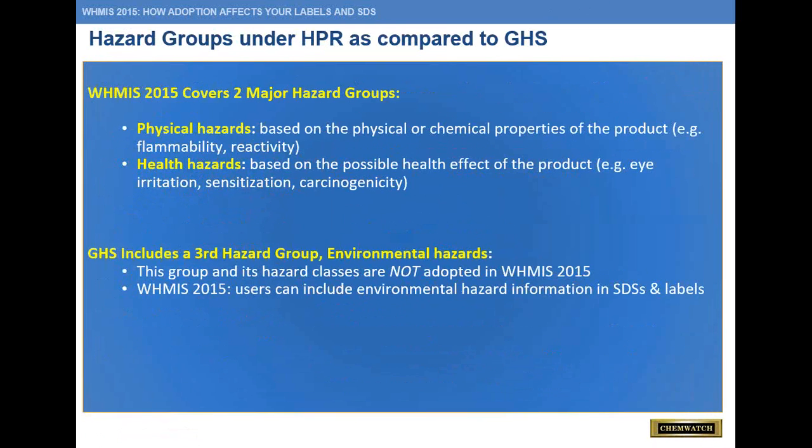So the hazard groups under HPR, compared to GHS, we talked a little bit about this earlier. They both have the same two major hazard groups: physical hazards and health hazards. And then we talked a little bit earlier about a specific hazard class that is different between WHMIS and GHS. We'll talk about that in a second. But also, GHS has a third hazard group, environmental hazards, which is not included or adopted by WHMIS 2015. But what WHMIS 2015 states is that users can include the environmental hazard information in their SDSs and labels.